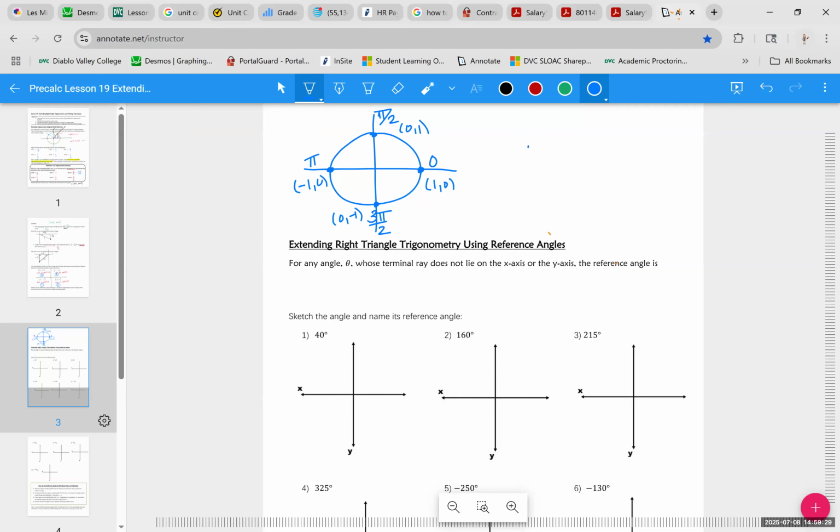And now I could answer all kinds of questions like cosine of pi or sine of 3 pi over 2. So that is the one set of angles that I actually use the unit circle for, the second definition. The rest of the time, I'm going to use reference angles, which we will talk about in the next video.